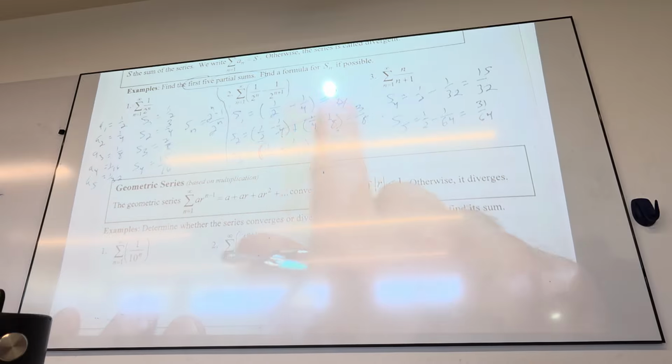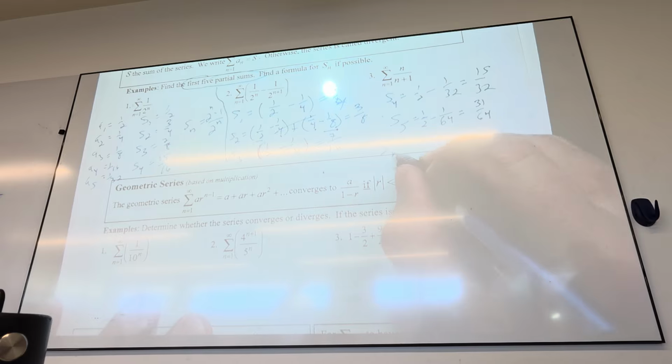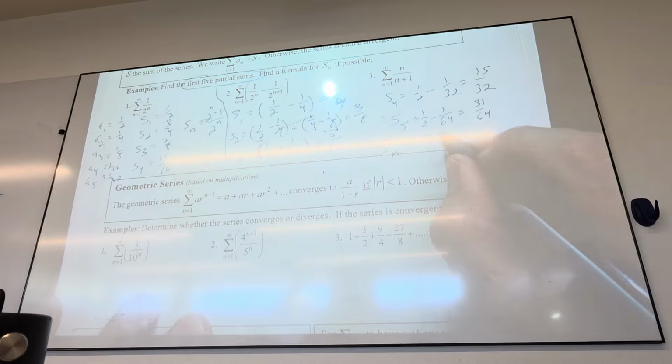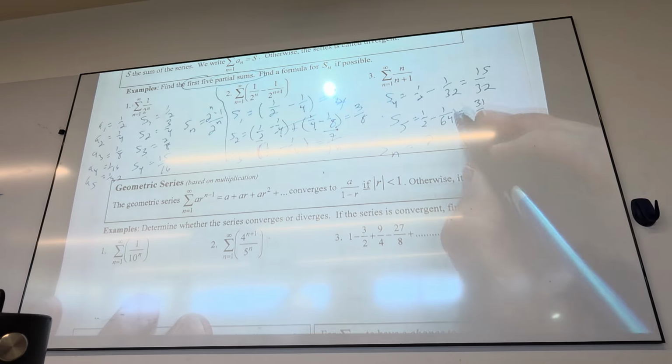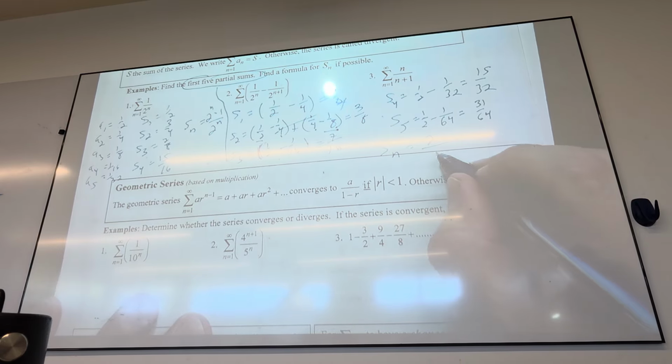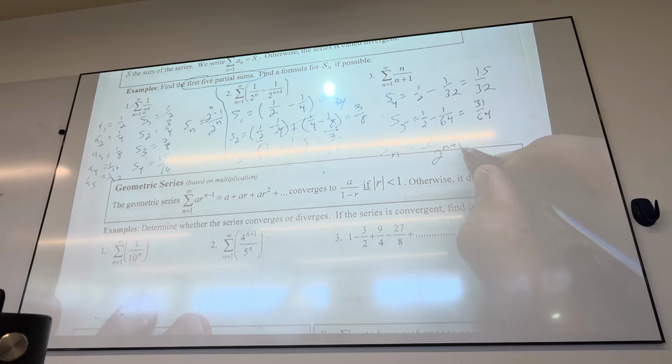At the first one, it's 4. The bottom is 2 to the n plus 1. And then the top, what's the top going to be?